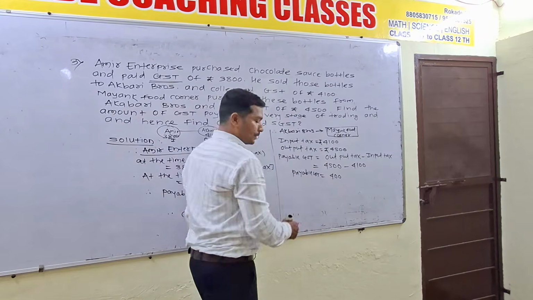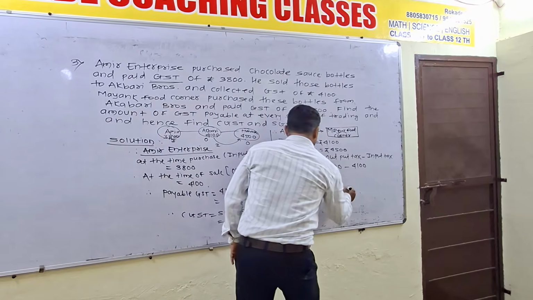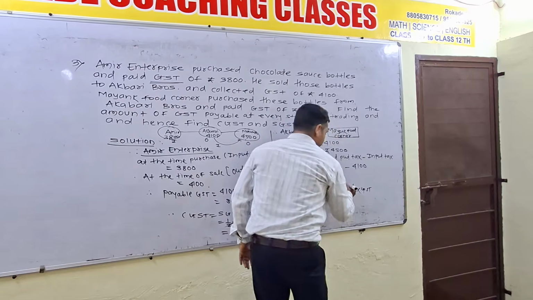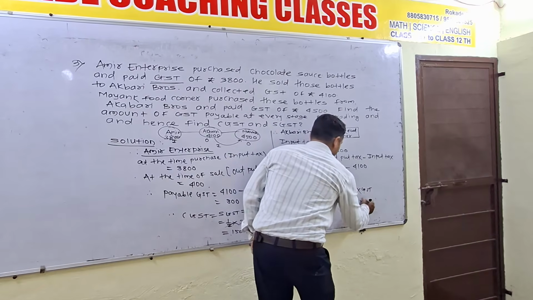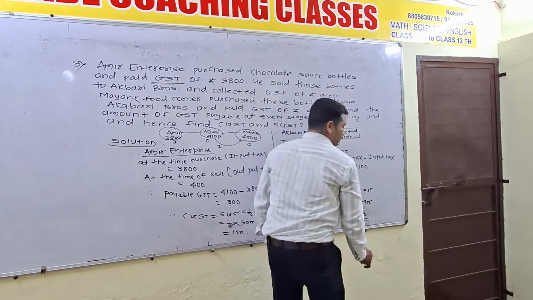Write down here again, CGST is equal to SGST is equal to 1/2 into GST. So 1/2 into 400. 400 half is 200. Next line is CGST.